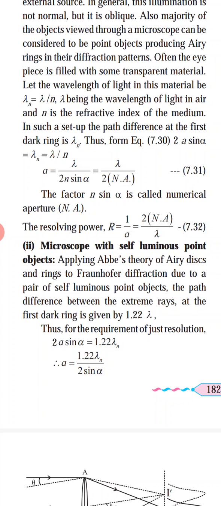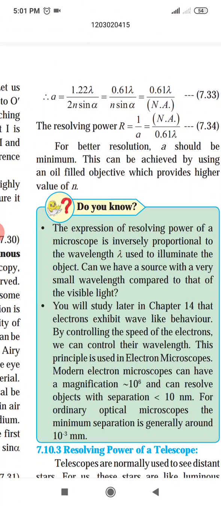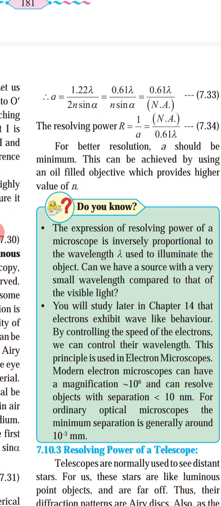So for the requirement of just resolution, 2a sin alpha is equal to 1.22 lambda n. So a is equal to 1.22 lambda n upon 2 sin alpha, which is equal to 0.61 lambda upon n sin alpha, that is 0.61 lambda upon numerical aperture. And resolving power is nothing but R is equal to 1 upon a, that is the reciprocal, which is equal to NA upon 0.61 lambda.